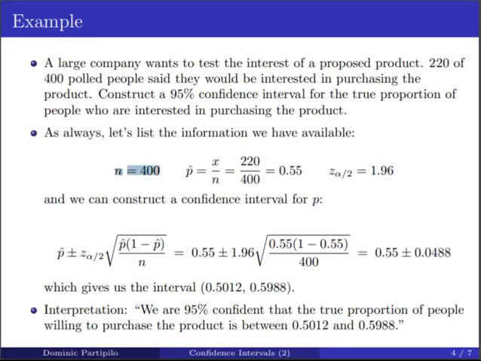So n in this case is going to be 400 because 400 people were polled. And then p hat is going to be x over n. So this was the number of people who said they were interested over the total number of people polled. So 220 over 400 is 0.55.